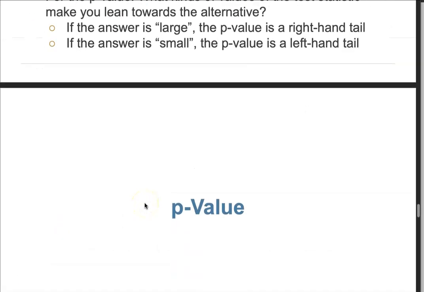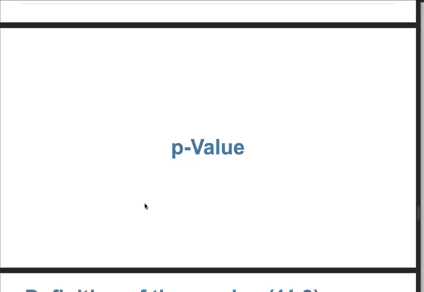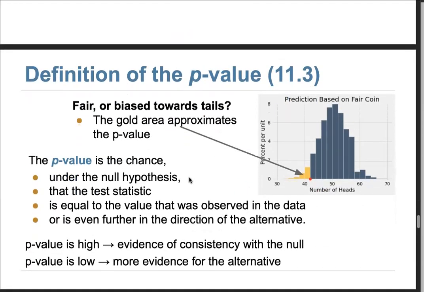Okay, so after we choose our test statistic, then we do our simulation. After we have our simulation, we have our histogram. After our histogram, according to the observed data, we will calculate the equivalent p-value. Here I want you to make sure you really understand the p-value very well.